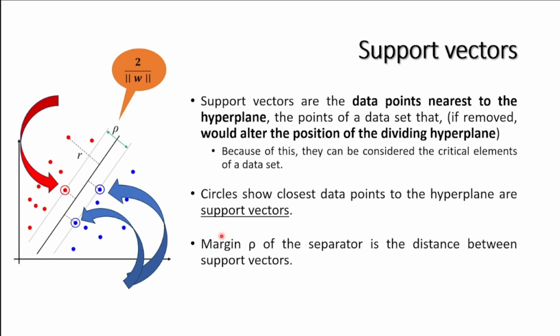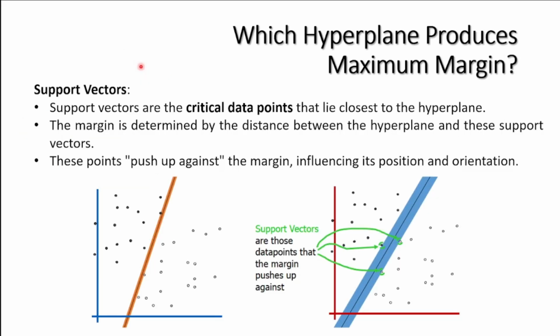Right? So the margin over here, rho, is basically 2 over the magnitude of W. That is what we call the separator, the distance between support vector and support vector, whereby we have 2 over ||W||. Right. Which hyperplane produces the maximum margin is our target for now.